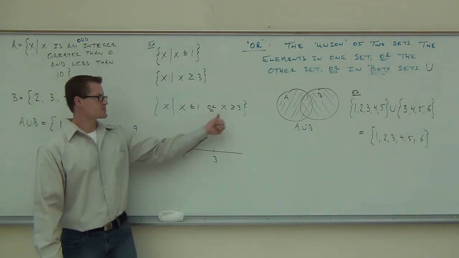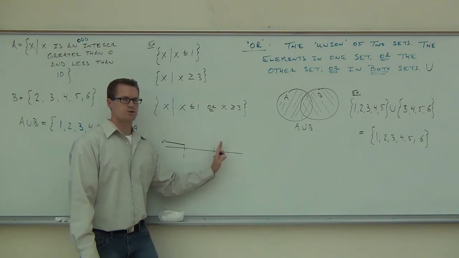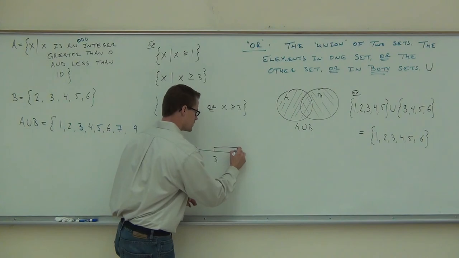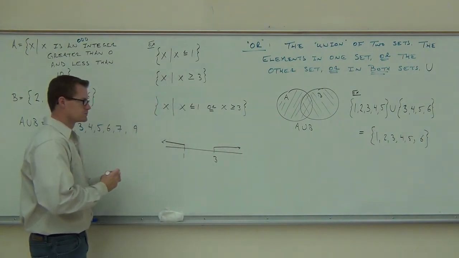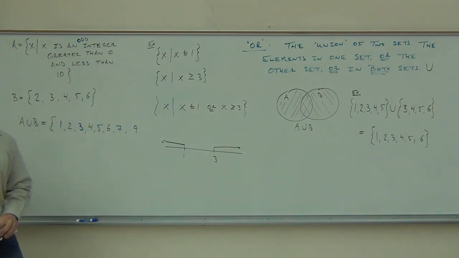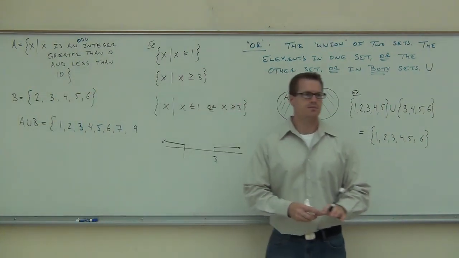How about at 3? x is greater than or equal to 3. Can you tell me, folks, which numbers are greater than or equal to 3? The ones to the right or the ones to the left? Right. So we're going to go up and to the right. Do you guys feel okay with that graph? Is there a crossover? No.